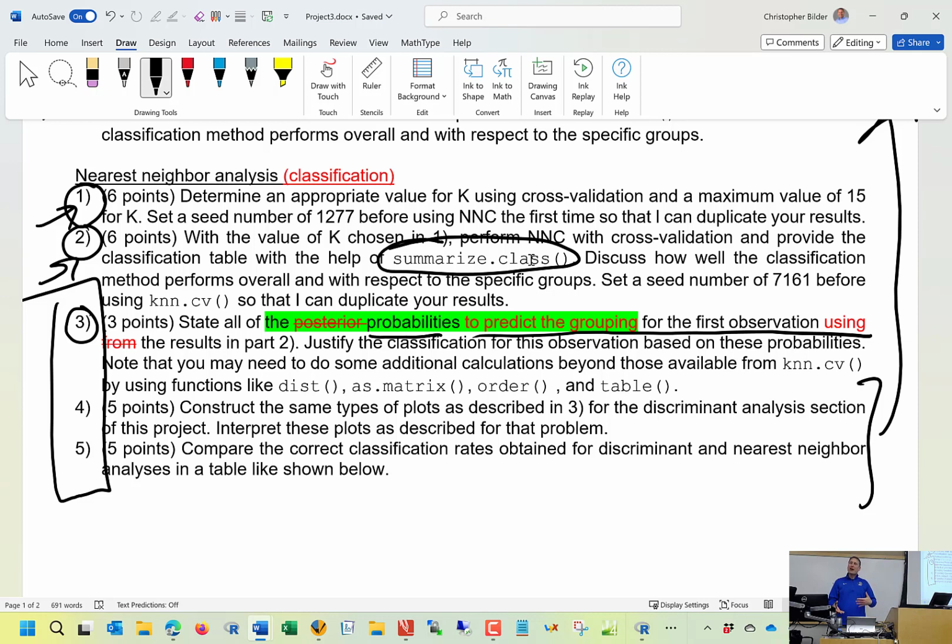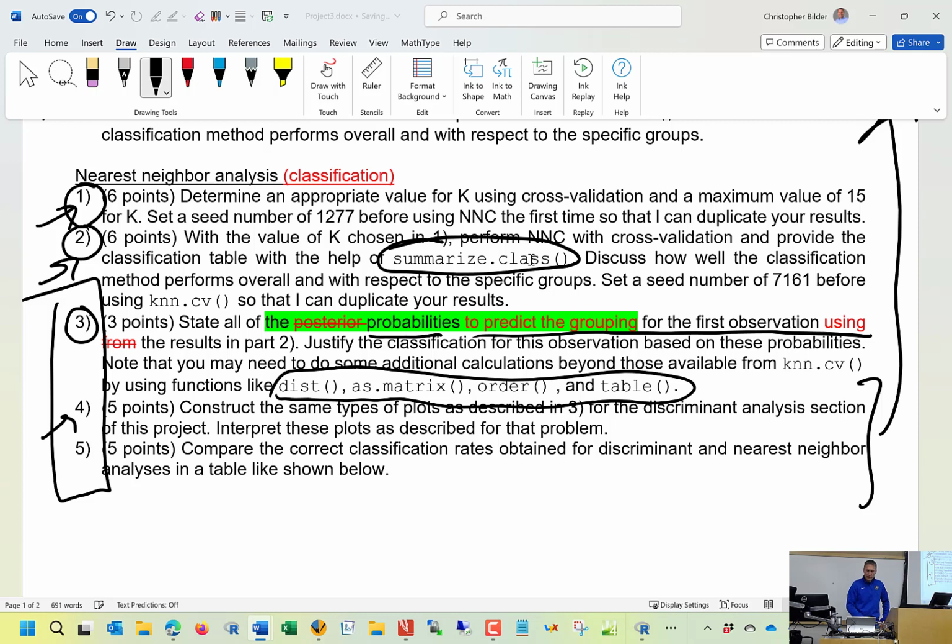Now, if you have more than 2 groups, then it's going to become a little bit more complicated. Because now you need to give me the probability for the grouping that was chosen, but also the other 2 groupings as well. And so you may need to do some additional calculations on your own to figure out what those other probabilities are. So sorry if you have a data set that has more than 2 groups. The work that you're going to need to do might be a little bit more complicated. I've just given you some help here about what would be possible functions that might be helpful to you.